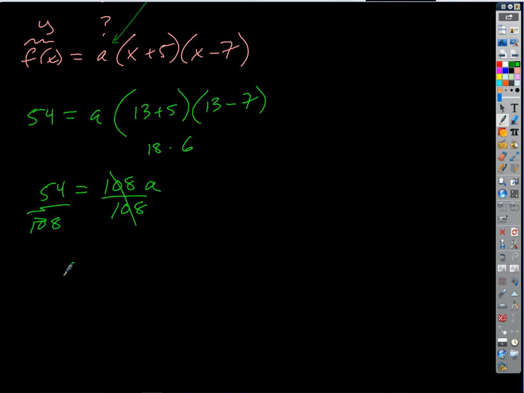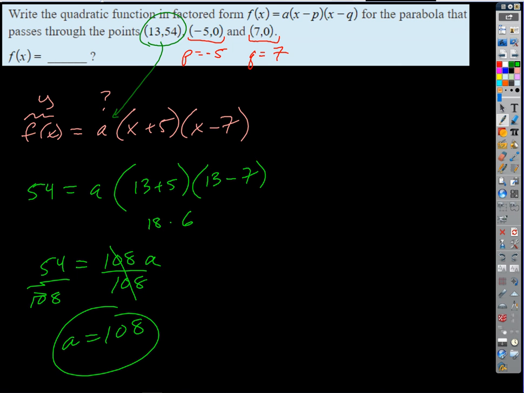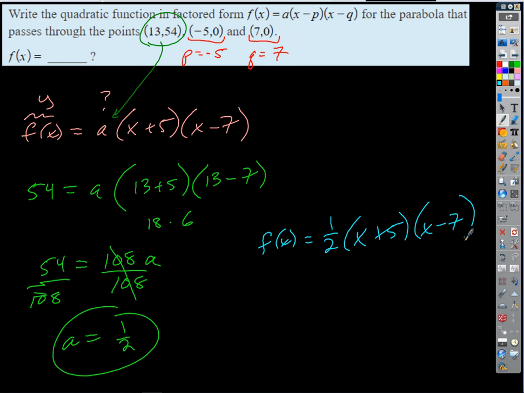I end up with A equals 108. I've got A, I've got P, I've got Q, and so my answer just looks like, oh, whoops, A equals 1/2. What am I saying? How do you do that? I don't know, that's interesting math there. And so I end up with 1/2 times x plus 5 times x minus 7.